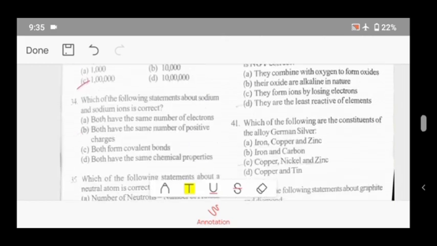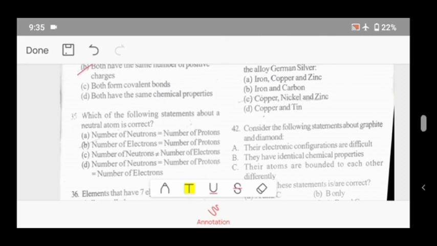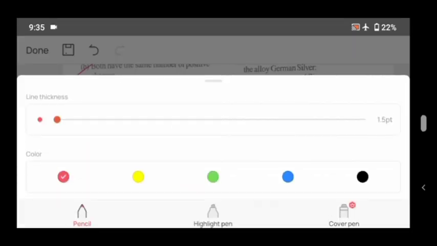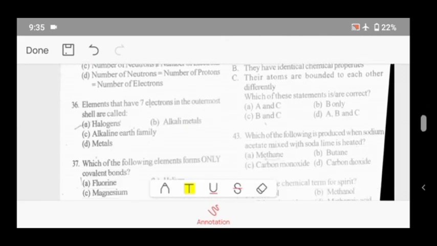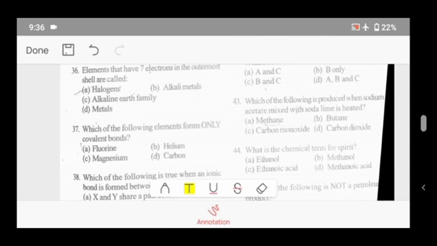Which of the following statements about sodium and sodium ion is correct? So the answer is B. Okay. So the answer is B. Now, which of the following statements about the neutron atom is correct? Which of the statements is correct about the neutron atom? So the answer is B. Answer is B. Elements that have 7 electrons in the outermost shell are called halogens, A. 37. Which of the following elements form only covalent bonds? So the answer is D.